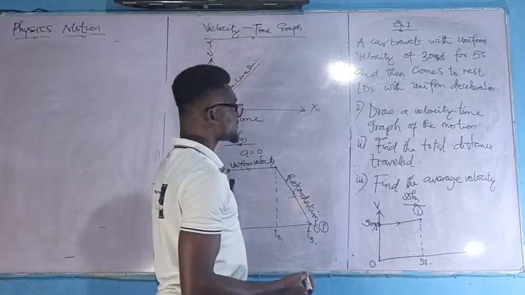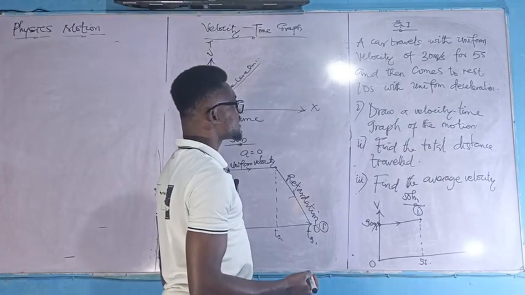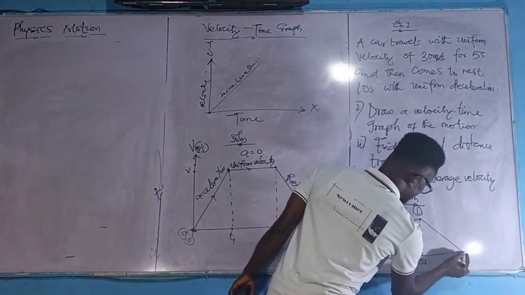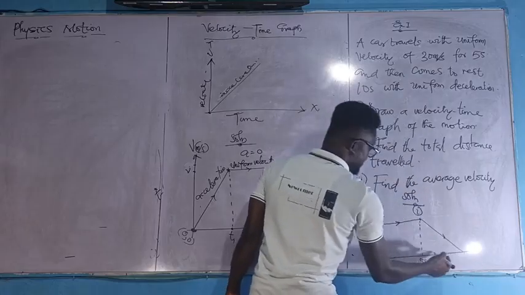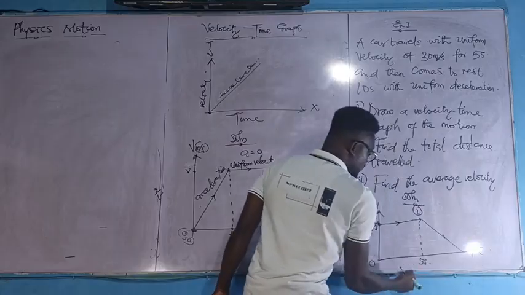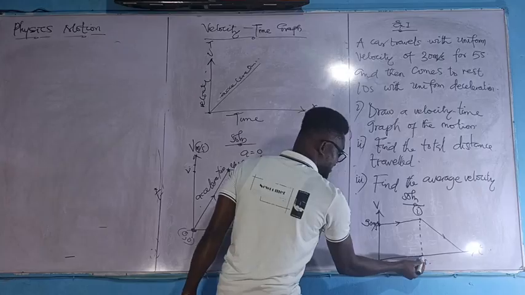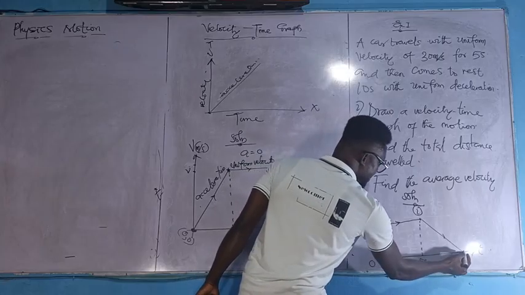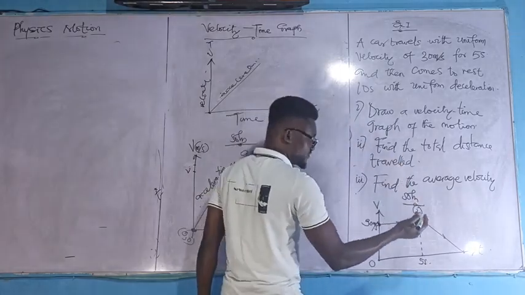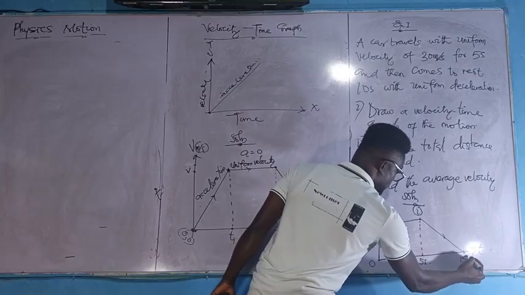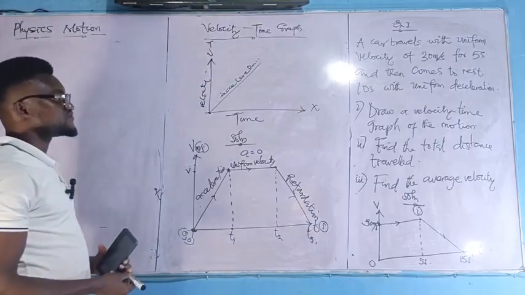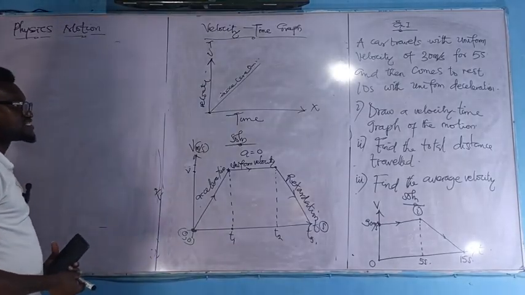And then comes to rest in 10 seconds with uniform deceleration. So it now retards. This is uniform retardation. In the next 10 seconds, so here is time. Initially it has covered 5 seconds, so the next 10 seconds should now be the 5 seconds it has covered before plus that 10 seconds, giving us 15 seconds. Now that's the velocity time graph.